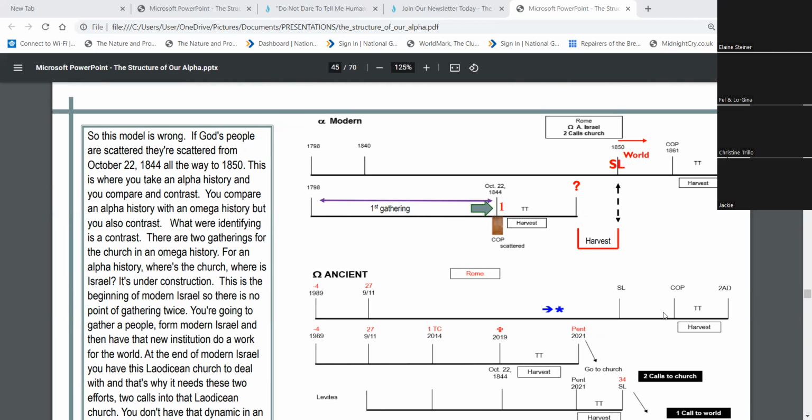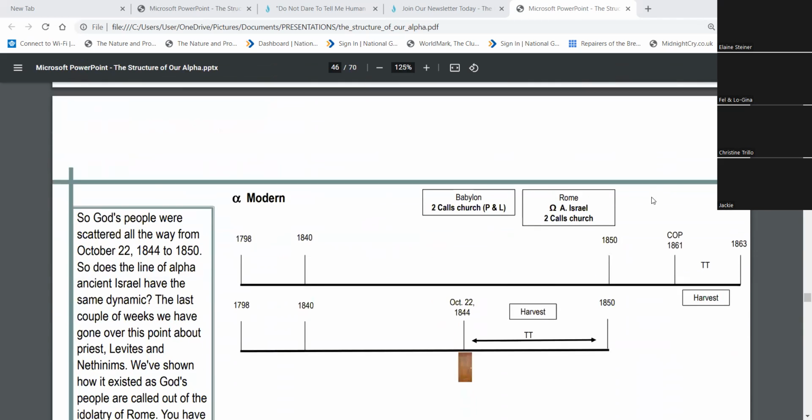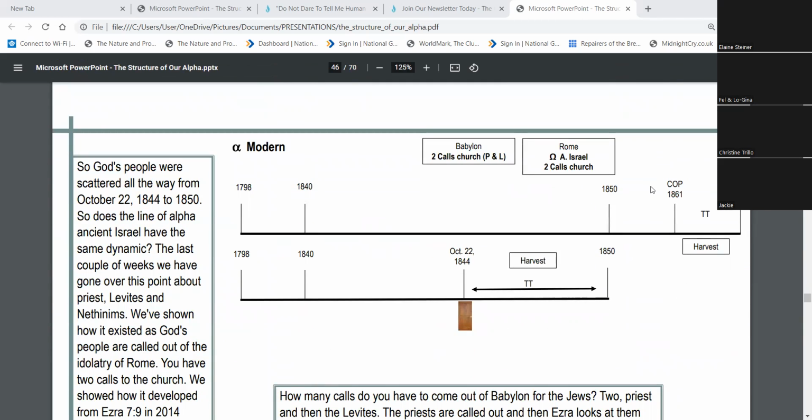You're going to gather a people, form modern Israel, and then have that new institution do a work for the world. At the end of modern Israel, you have this Laodicean church to deal with, and that's why it needs these 2 efforts, 2 calls into that Laodicean church. You don't have the dynamic in an alpha history. So God's people were scattered all the way from October 22nd, 1844 to 1850.